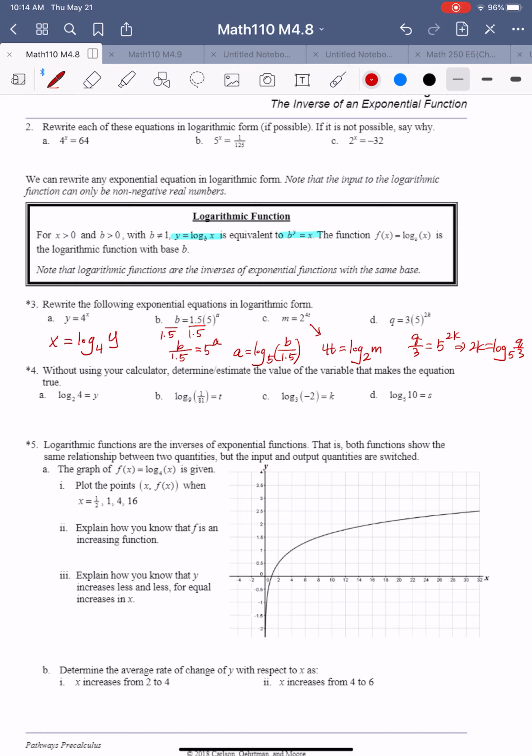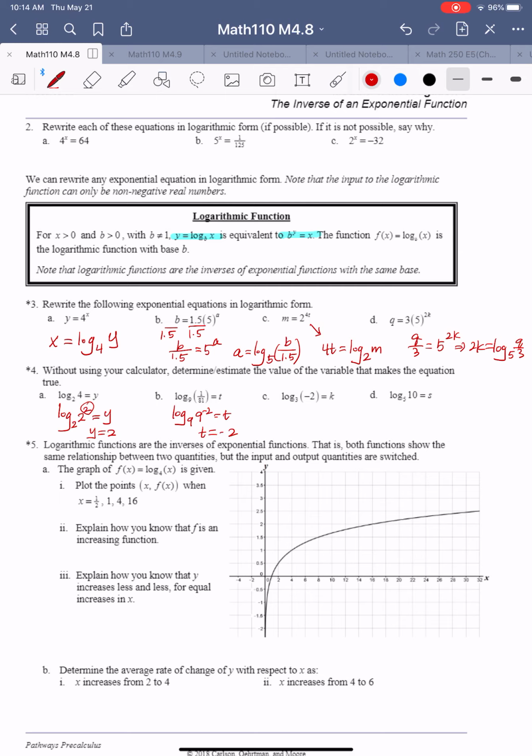Now, without using any calculator, determine or estimate the value of the variable, okay? In order to find this, you can do this. I'm going to match the base 4 as 2 squared, isn't it? So since we match the base 2 and 2, now you have y is equal to 2. Same here too. Log base 9, but 81 is the same as 9 to the negative 2 power. And then t must be equal to negative 2.